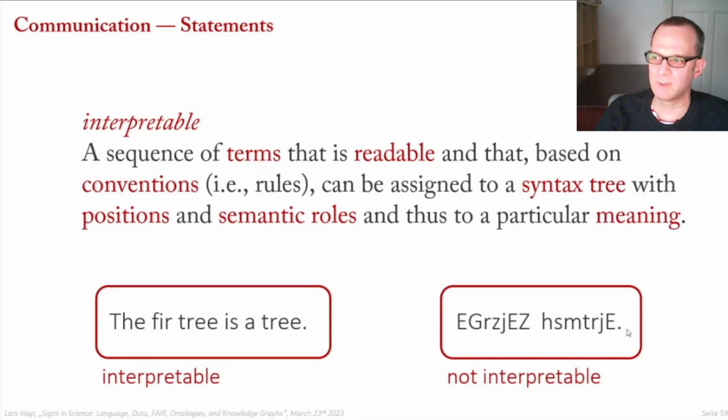This is not readable, and not interpretable to me, because I cannot assign any meanings to these words. So also no semantic roles in a syntax tree. I don't even know where the verb is of that statement here.